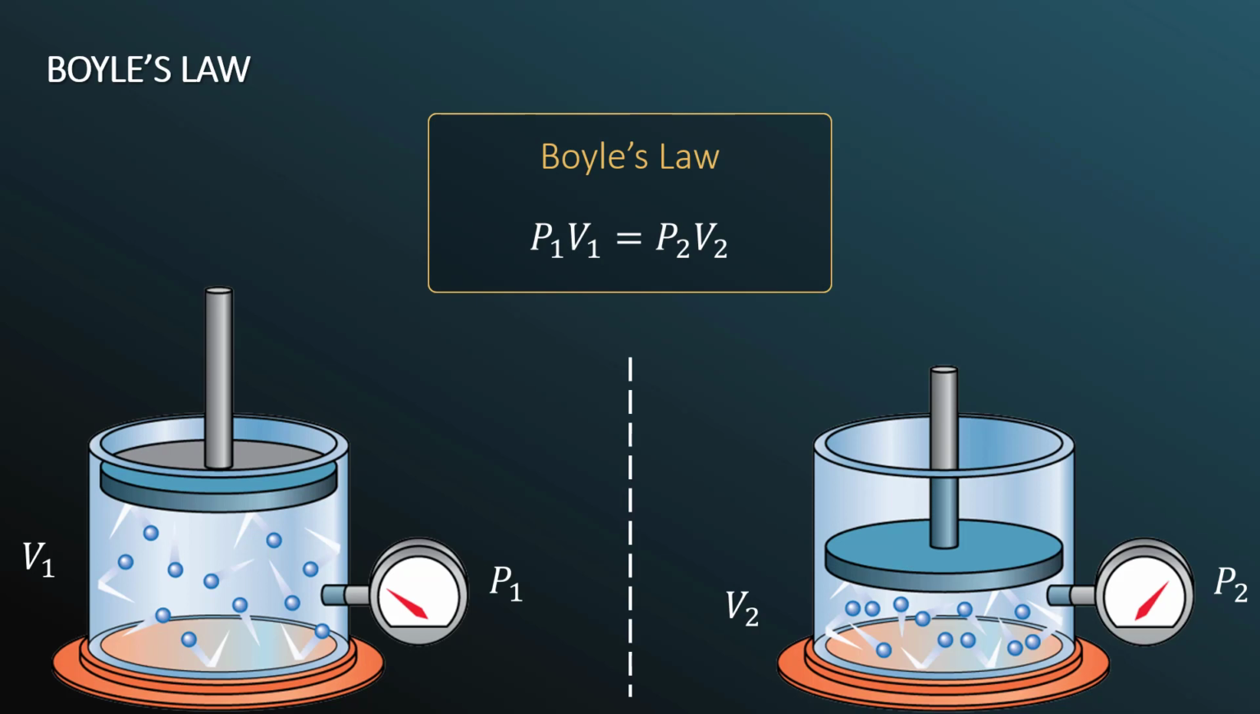Assuming that the temperature of the gases inside these two pistons remains the same, then we get Boyle's law, where the product of the pressure and volume in the initial scenario is equal to the product of the pressure and volume in the final scenario, P1V1 = P2V2. And again, this is contingent upon the temperature being the same between these two scenarios.